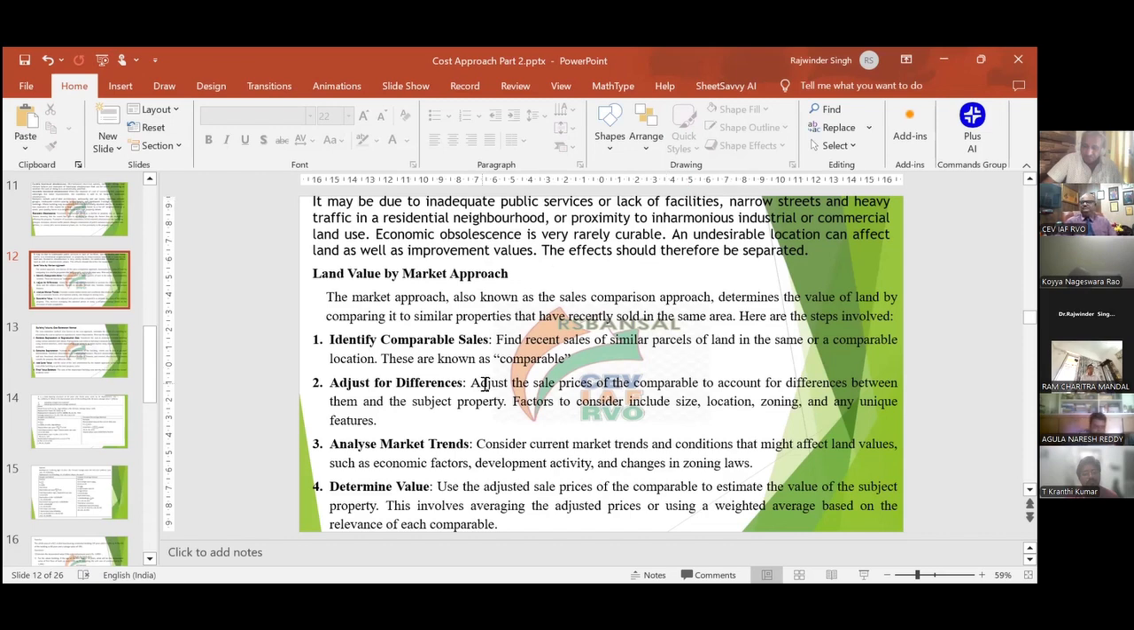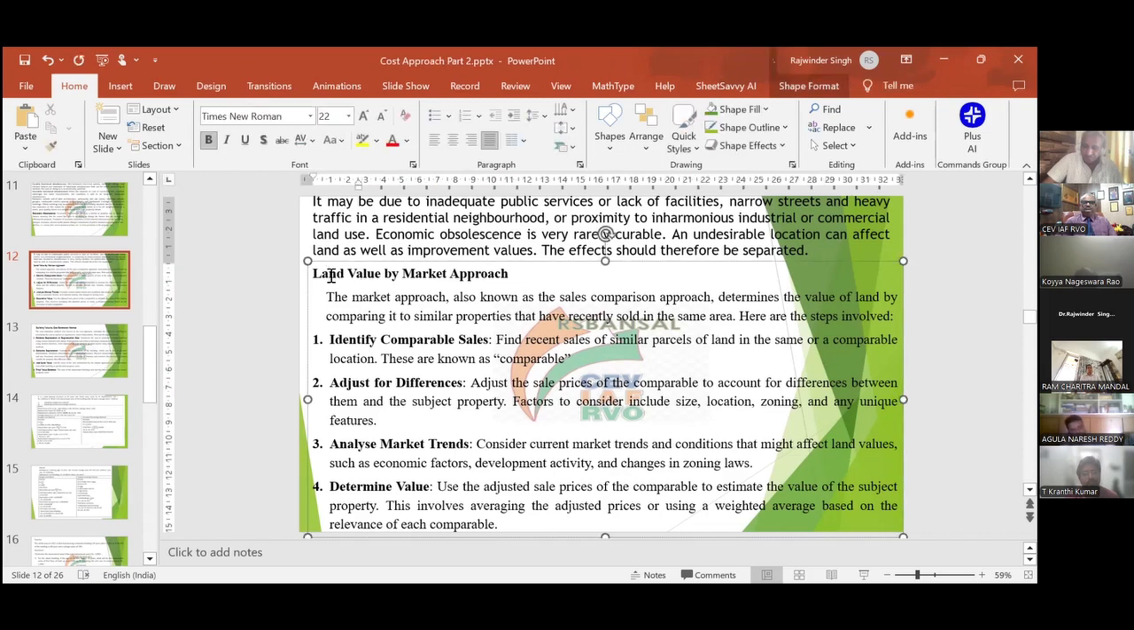And next, how you will be calculating the value of an asset by cost approach. First thing, you have to find the value of the land by market approach. In which way, what will you do? First of all, you will visit the site, and then from the market you will collect the data about the similar properties which have been recently sold in the vicinity of the property of which you are doing valuation.